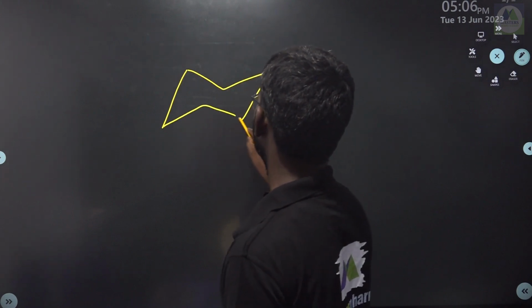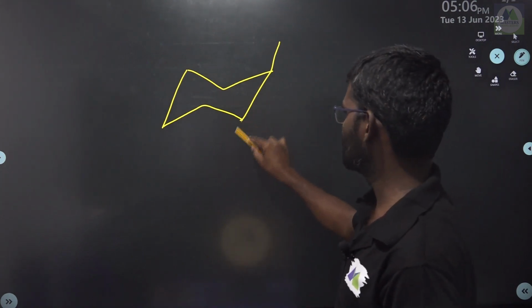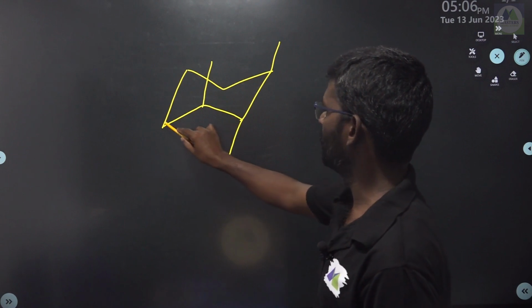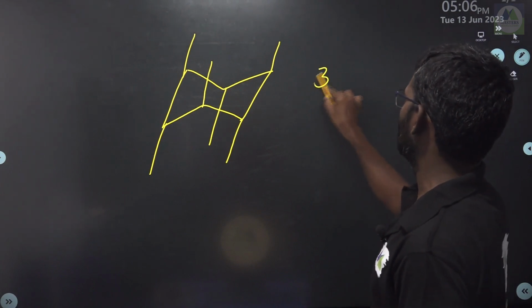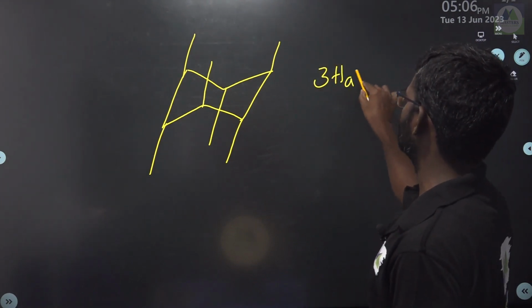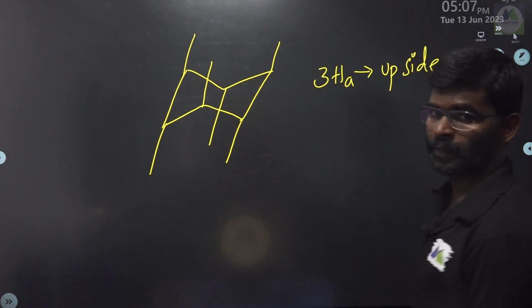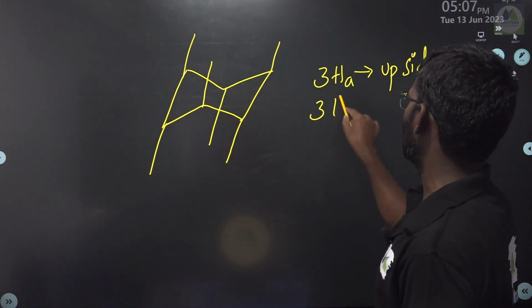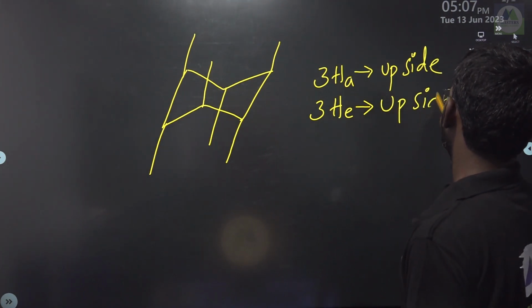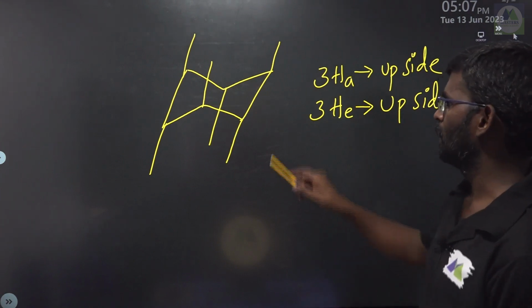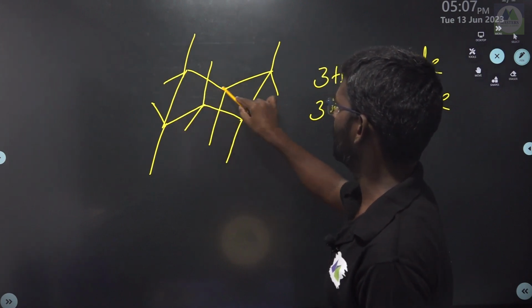This is chair conformation. Here we know this is upside. Second one is downside. Third one is upside. Fourth one is down and up. Here downside. So 3 hydrogens, those are axial hydrogens upside. Clear the statement? Next, 3 hydrogens, those are equatorial hydrogens, also upside. Then, what about equatorial? Here downside, here upside, here downside, here upside.